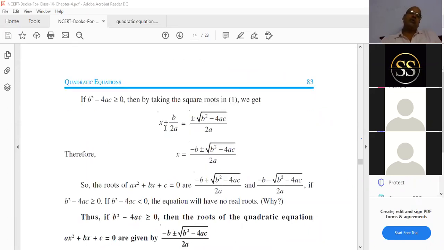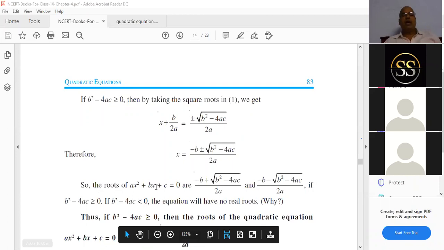Now I want to transpose b by 2a also to the RHS side. Then x equals minus b by 2a plus or minus root b square minus 4ac by 2a. My LCM is 2a. If we add, minus b plus or minus root b square minus 4ac by 2a. This is the quadratic formula. This is known as the quadratic formula. Solving by quadratic formula means you have to write this directly: x equals minus b plus or minus root b square minus 4ac by 2a.